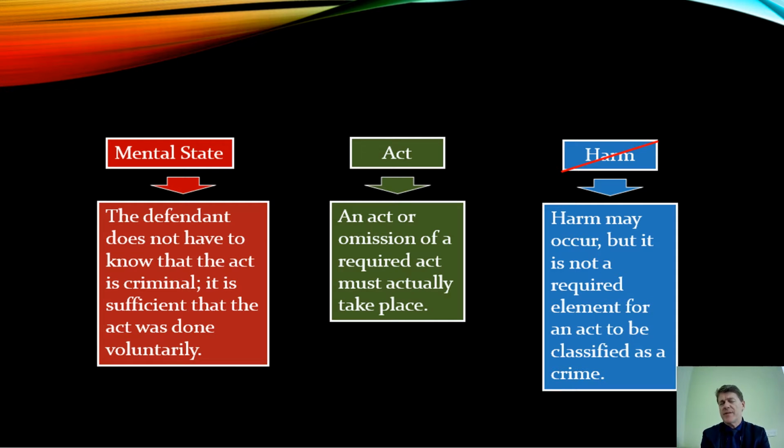In addition to mental state, there has to be some kind of act. And so that can either be an act or an omission that is actually carried out in furtherance of whatever the criminal enterprise is. You don't have to have harm in order to secure a conviction, but that certainly does help the prosecutor's case when harm results.